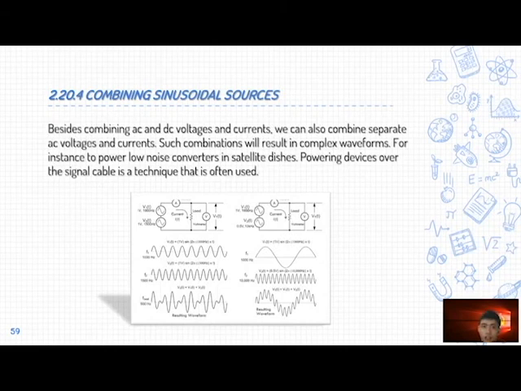We can combine sinusoidal sources. Besides combining AC and DC voltage and current, we can also combine separate AC voltages and currents. Such a combination, as on the screen, results in a complex waveform, for instance to power a low noise converter. Powering a device over the signal cable is a technique that is often used.